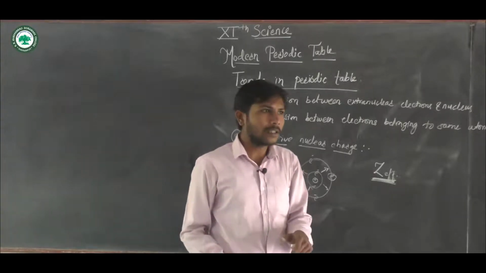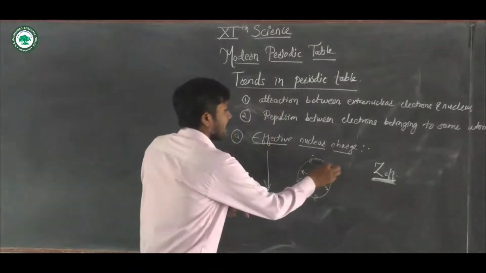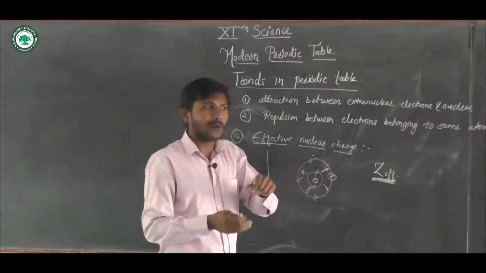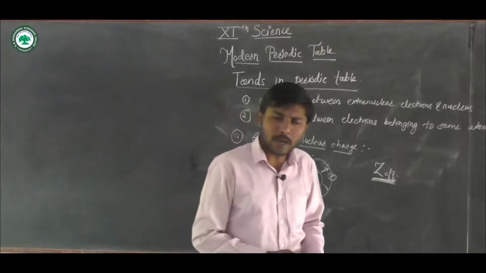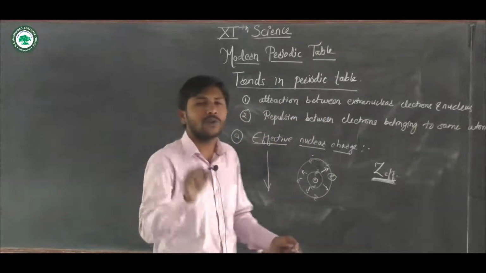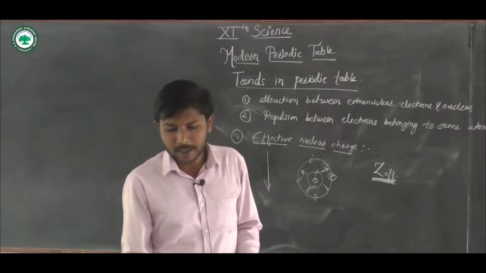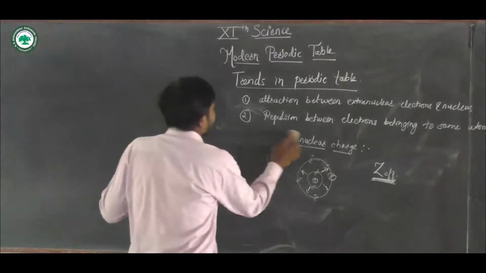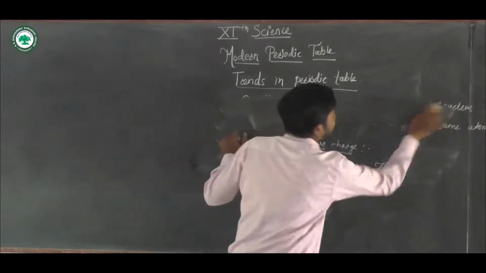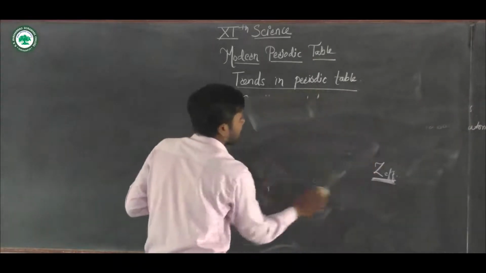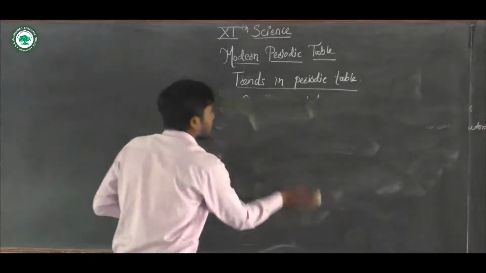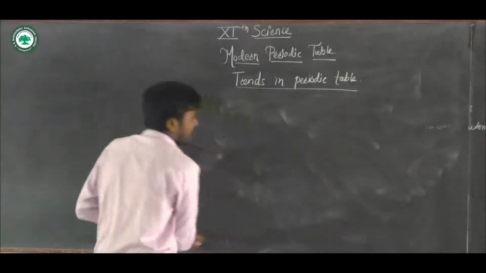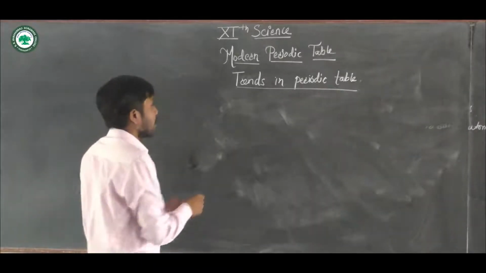There is an increase in the orbit, meaning the distance between the outer orbit and the nucleus goes on increasing, and that's why the effective nuclear charge goes on decreasing along the period. Secondly, we can discuss the second trend in the periodic table, that is the atomic radius. As we all know, what is the radius? That is the distance from the circumference to the center of a circle.